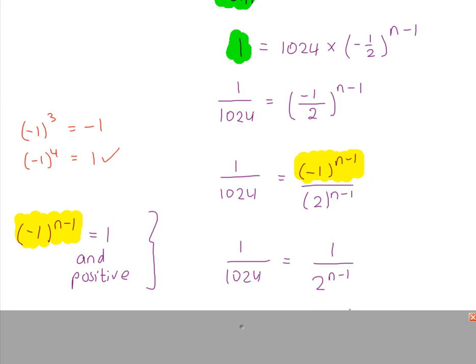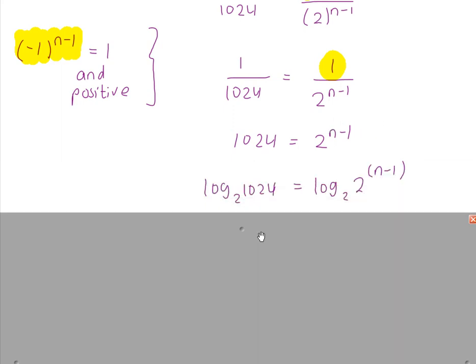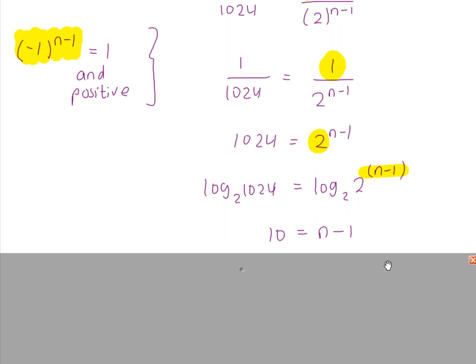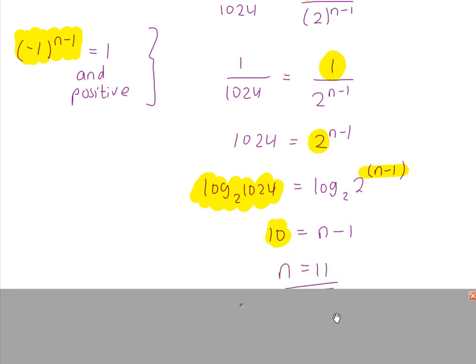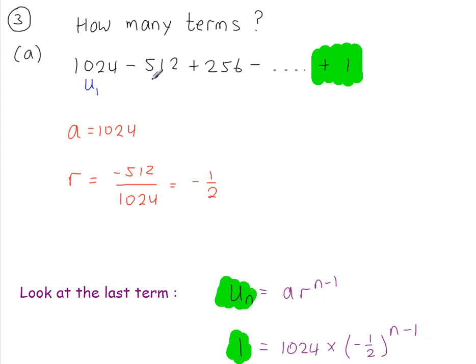Then if I do the reciprocal on both sides, or you can cross multiply, we're looking for a power, so we can think of logs. The base here was 2, so I've taken logs to the base 2. I'll bring the power to the front using the power law of logs. And this, from your calculator, gives you 10. So n is equal to 11. So this is the first term, second term, third term, and this is the 11th term, where n is equal to 11.